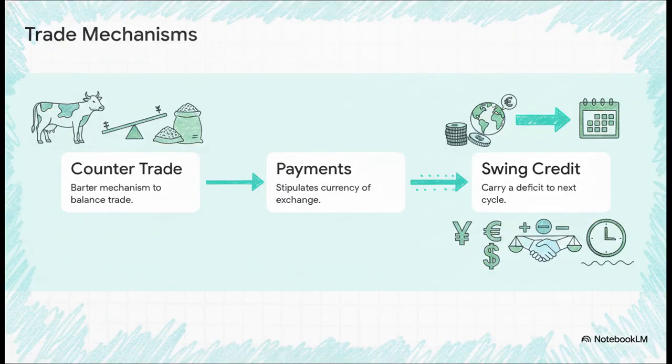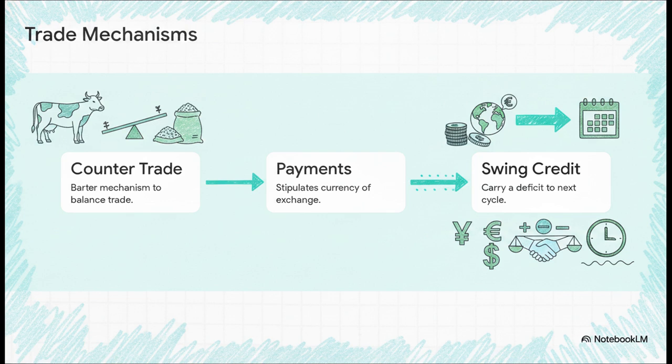Now, to actually make this one-on-one agreement function in the real world, bilateral trade generally relies on three very specific mechanisms. First up, there's countertrade. This is essentially a massive national-level barter system where the volumes of different goods are fixed so that the net trade perfectly balances out. Second, we have a payments agreement. If things aren't perfectly bartered, this agreement stipulates the specific currency, usually a widely accepted hard currency, that will be used as the medium of exchange.